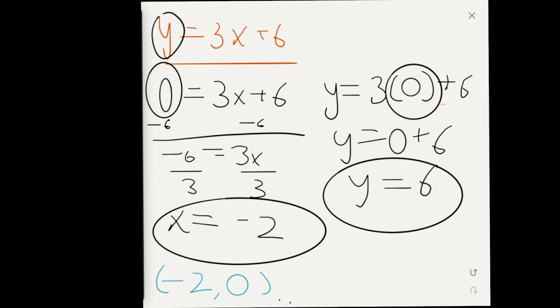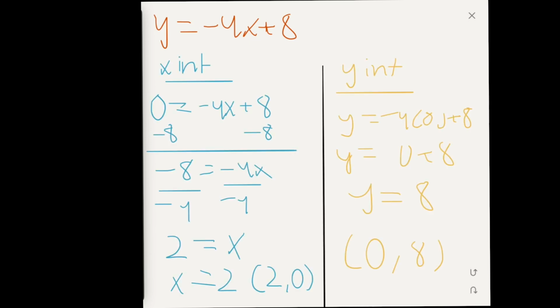And let's write this as a coordinate. So x is 0, and y is 6. So there you go. Just from looking at an equation, you were able to find out the x and y intercepts with a couple of simple steps.